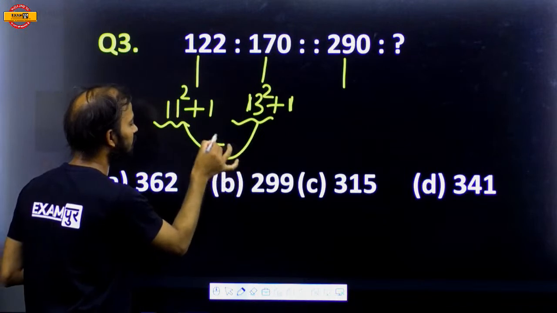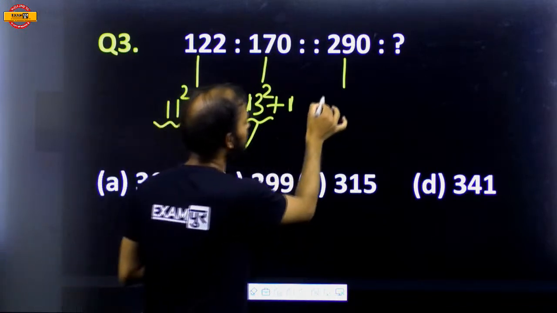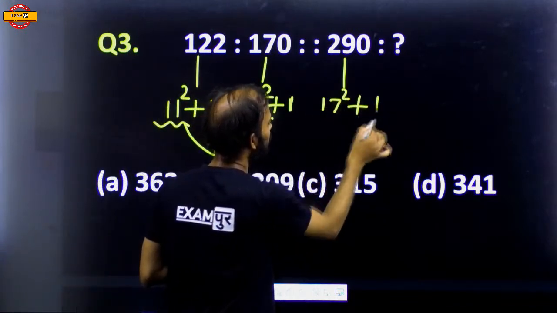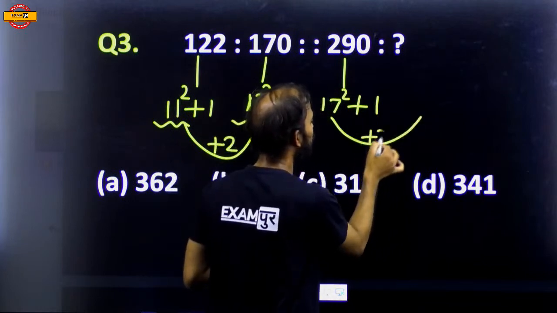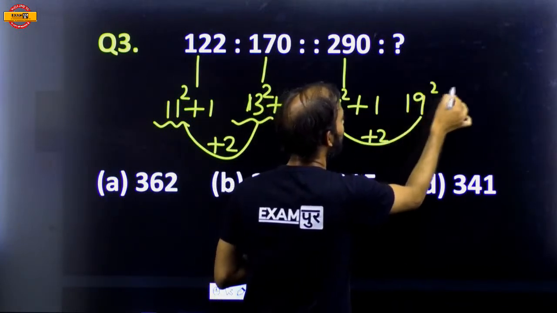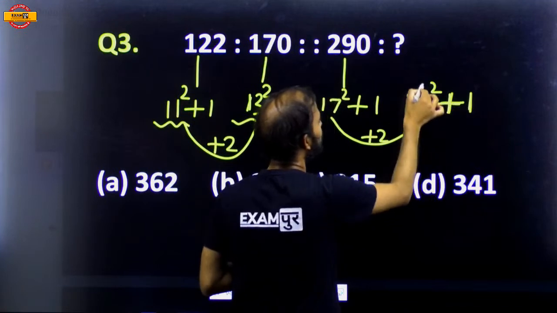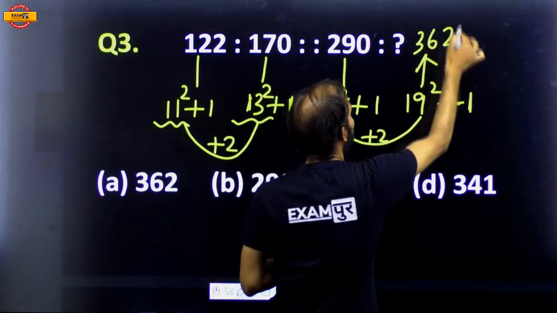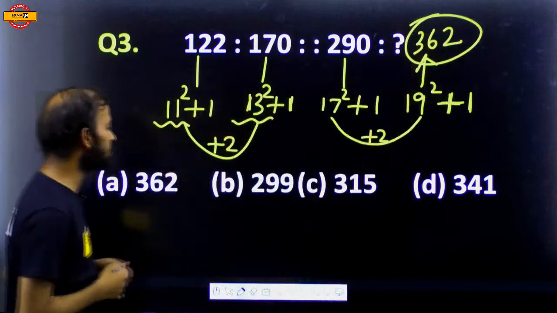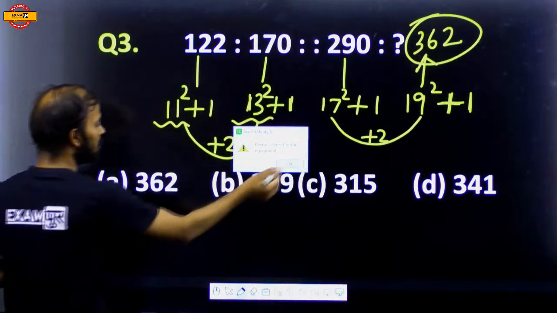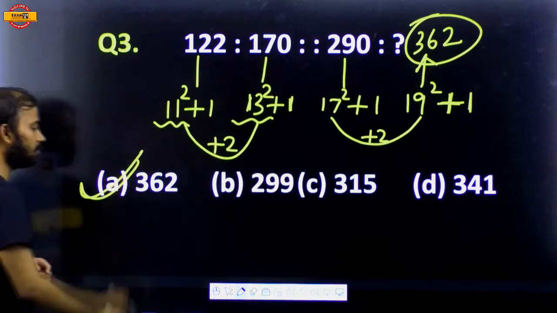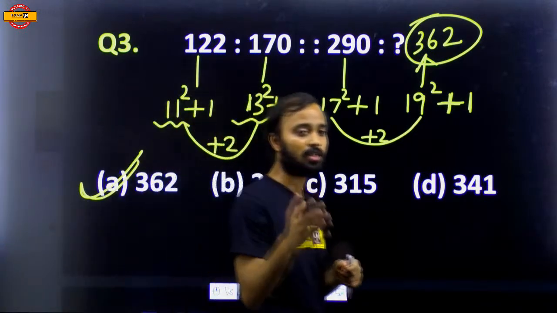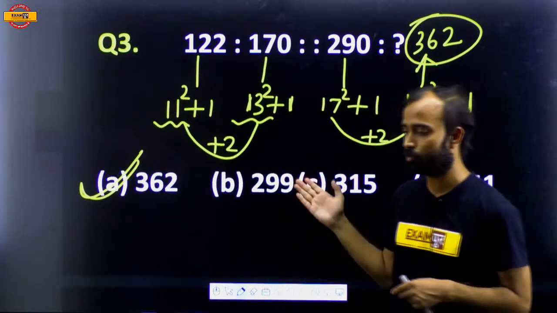Similarly, the difference of 11 and 13 is plus 2. Similarly, 17 square plus 1, and the difference is what? Plus 2. Then 19 square plus 1, and what is 19 square plus 1 exactly? 19 square is 361, plus 1, 362 will be the answer. With the help of options, which option will be the answer? 362 is the answer. Your option is A.